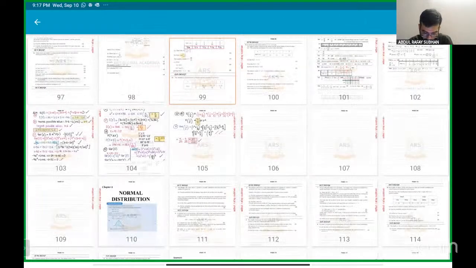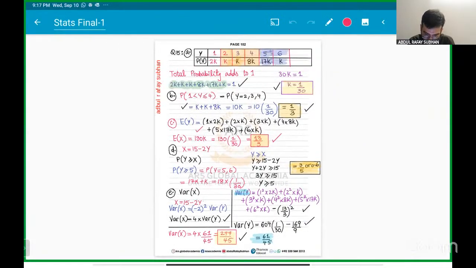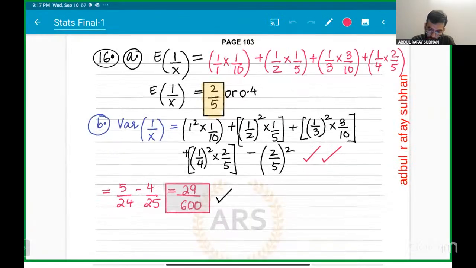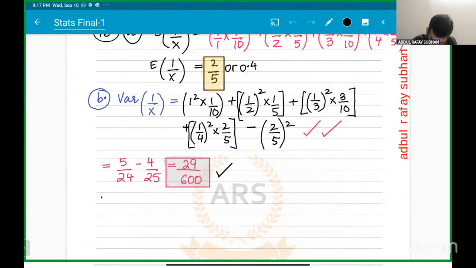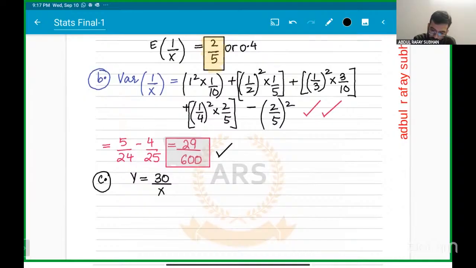That is why we are doing this question. Parts A and B are not that tricky. So let's talk about part C now. So for part C, y is equal to 30 divided by x. That is another question for us. The examiner wants you to find out part 1.